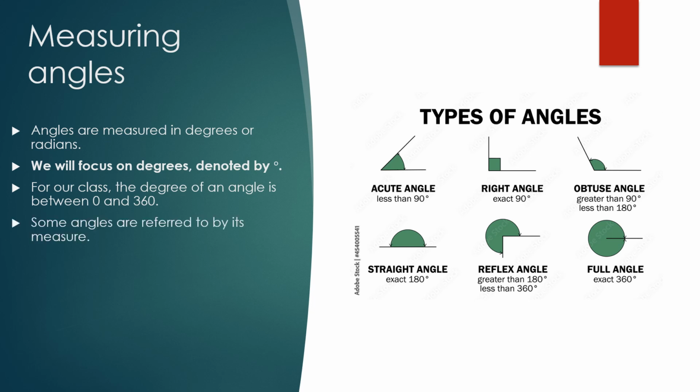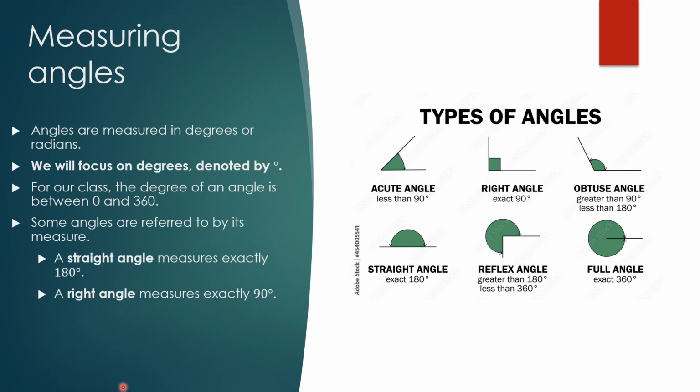Some angles are referred to by their measure. Here are a few of them. A straight angle, as we see here, has a degree measurement of exactly 180 degrees. So if you have an angle that is measured to be 180 degrees, then it is a straight angle by definition. A right angle is half that. It is exactly 90 degrees. So a right angle is defined by the fact that it has 90 degrees, and that is the definition.